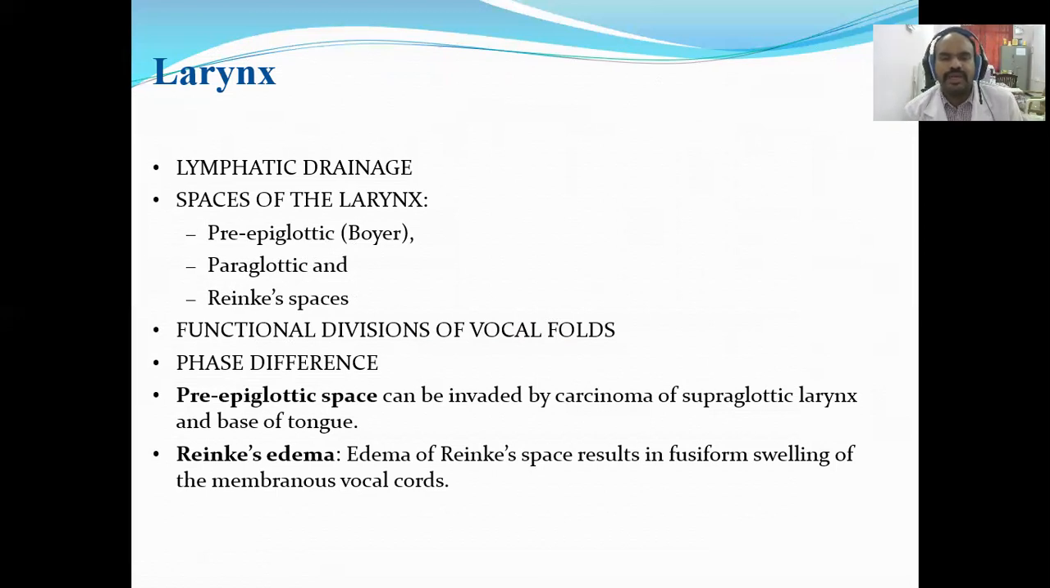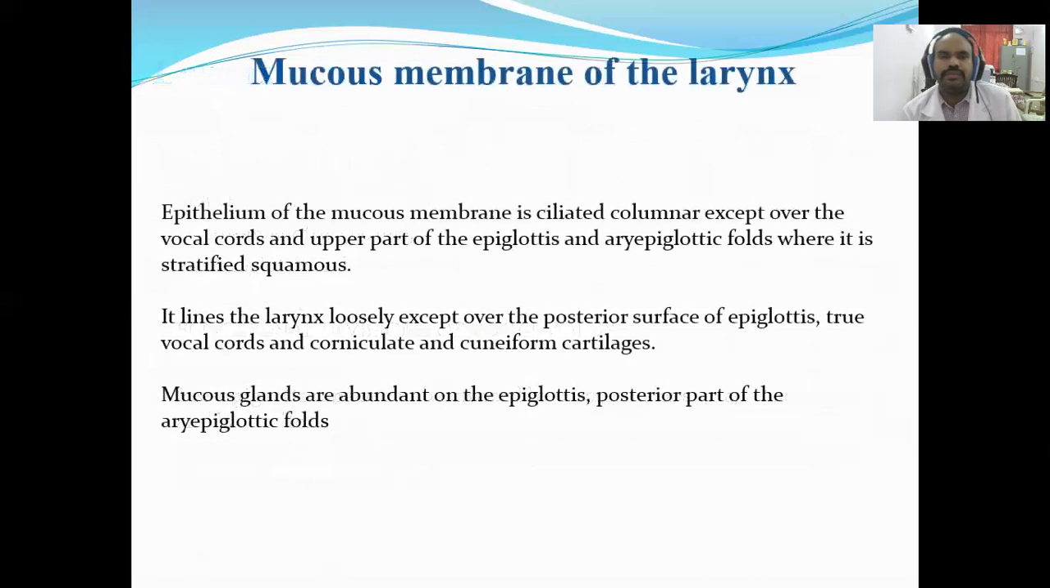The pre-epiglottic space can be invaded by carcinoma of the supraglottic larynx and the base of the tongue. So the pre-epiglottic space is the one in which cancer or malignant spread occurs easily. Then Reinke's edema: Reinke's edema is nothing but edema of the Reinke space resulting in fusiform swelling of the membranous vocal folds.